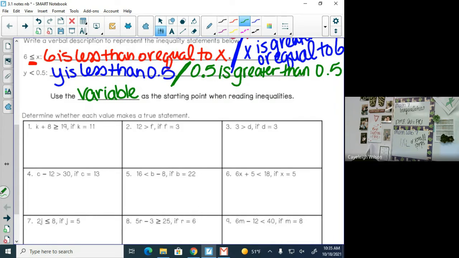Number 1 says determine whether each value makes a true statement. So it tells me k plus 8 is greater than or equal to 19 if k equals 11. So what you're going to do is just like how on equations we check our answer, you're going to plug it in.